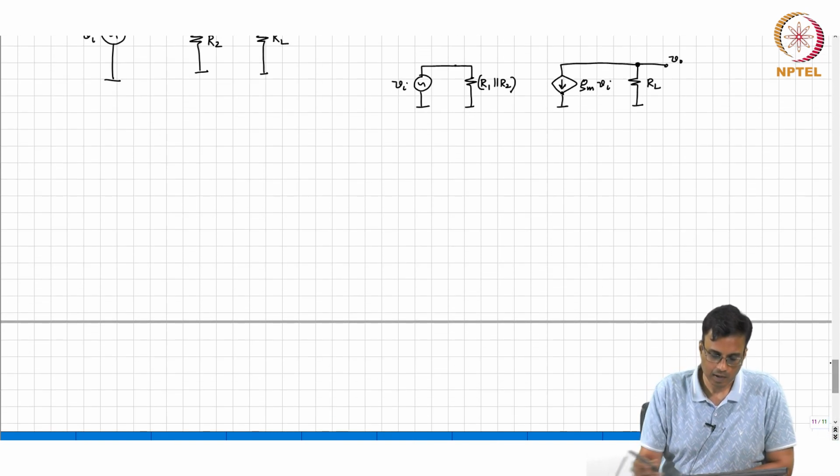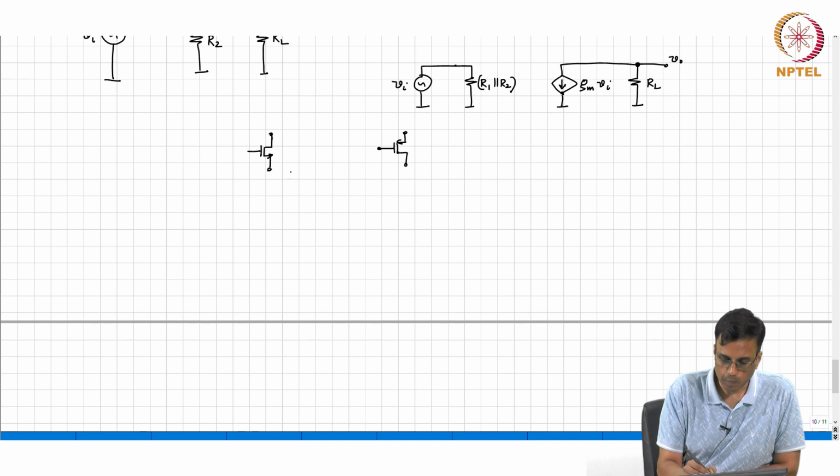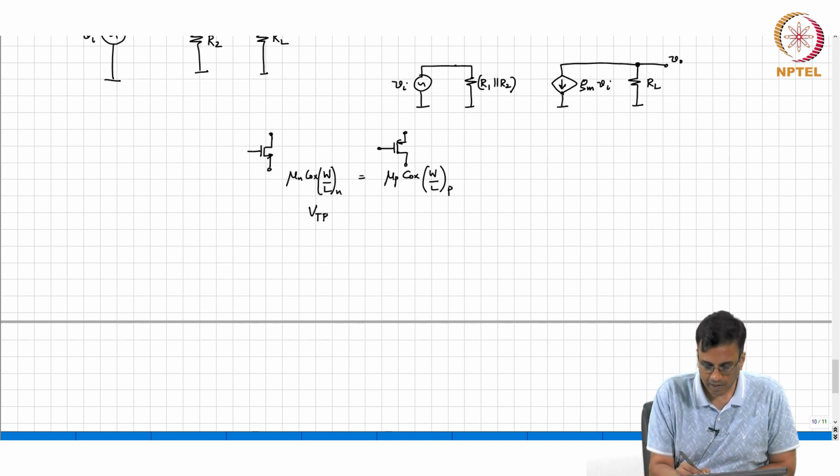Okay. Alright, so now let us take a look at this. Let us say I had an NMOS transistor and a PMOS device, and let us say for argument's sake that mu n Cox W by L for the NMOS transistor is the same as mu p Cox W by L. Let us also say that VTP is the same as VTN.